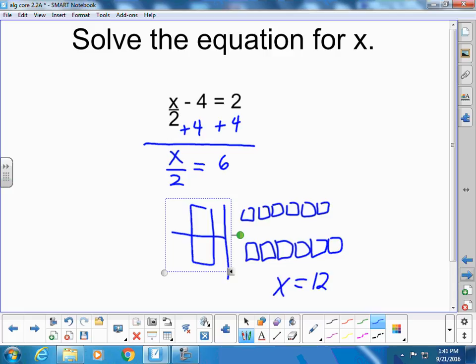If I want to do it mathematically up here, I need to get rid of divided by 2. So to undo division, I do multiplication. So I multiply both sides by 2. That cancels with that. And I would end up with x equals 6 times 2, which is 12.